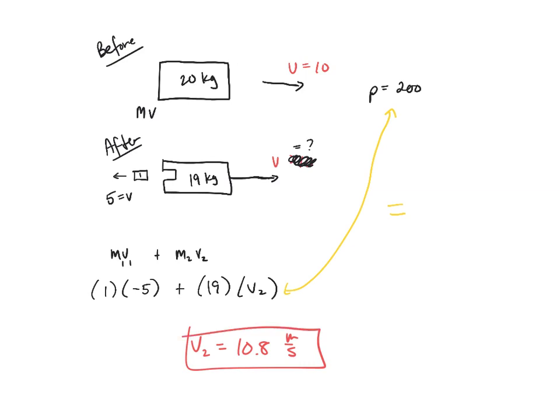Okay. Again, we're setting this equal to 200. This is equal to 200. And again, it's because the initial momentum equals the final momentum. Conservation of momentum at the top.